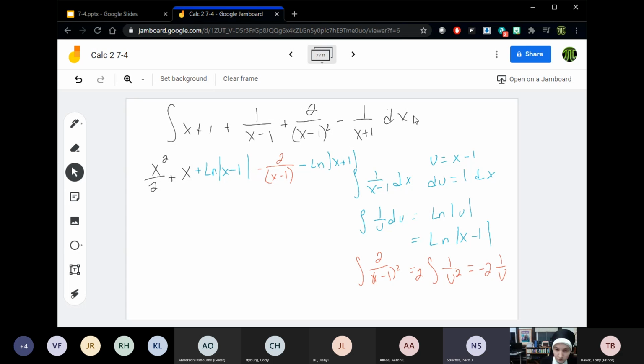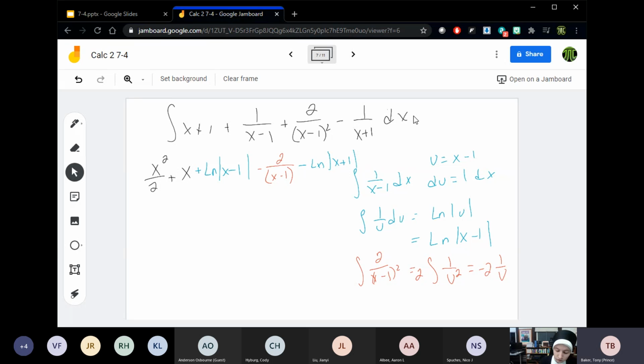Kinda. I mean, what if it was to the third? Then it would be the same concept. It would end up being negative 2, so it would end up being negative 4 to the 1 over u squared.